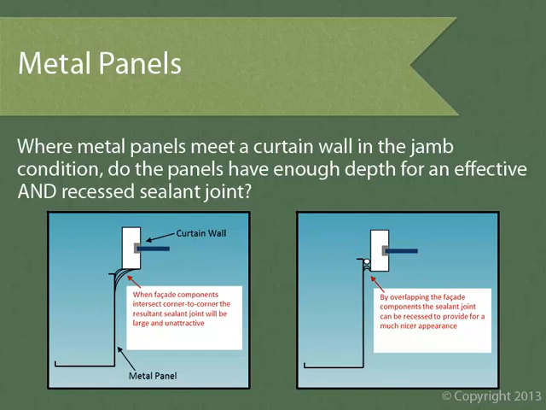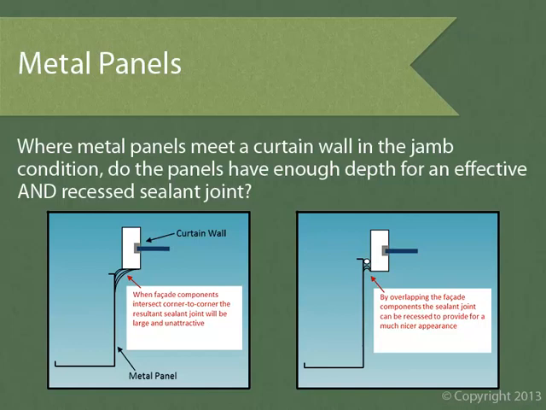By overlapping the facade components, the sealant joint can be recessed to provide a much nicer appearance. And remember, we don't just need enough of an overlap for the sealant. We need enough depth to get that backer rod in there too. There's no set industry standard for this, but a 1-inch overlap is generally considered to be a good construction practice.